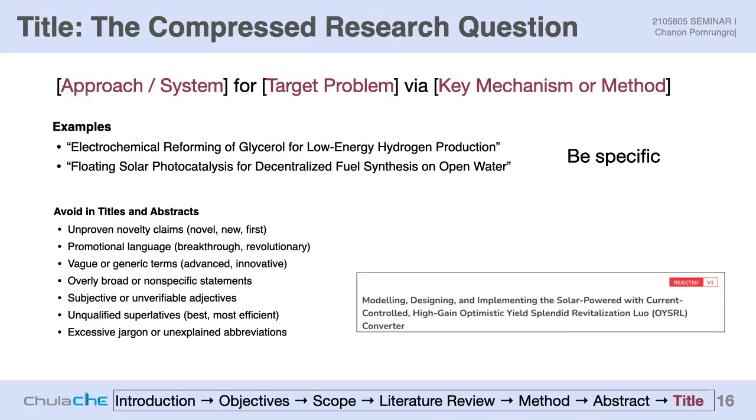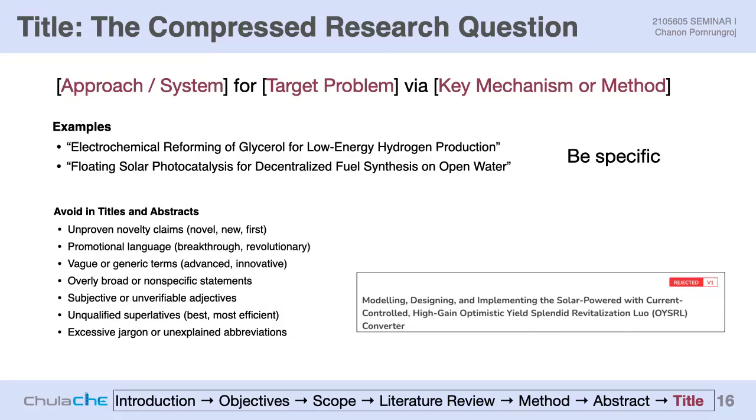Okay, and the last part is the title. The title generally has 3 components. One is the approach, one is the target problem that you want to solve, and then the key mechanism or key method. It might look like this: electrochemical reforming of glycerol for low energy hydrogen production by using the material to do that. Or: floating solar photocatalyst for decentralized fuel on open water by using hybrid device.